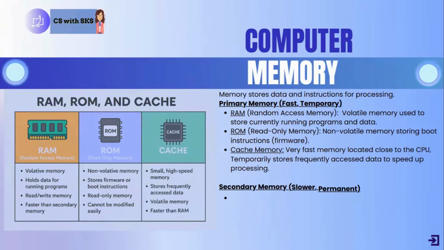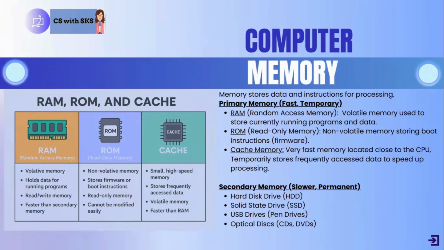Next, we'll talk about computer memory. Where does your computer remember things? So memory stores data and instructions for processing. Basically, computer memory is divided into main memory or primary memory and secondary memory or backup storage, you can call it, right? Primary memory is fast, directly accessible by the CPU, and temporary storage, you can say.